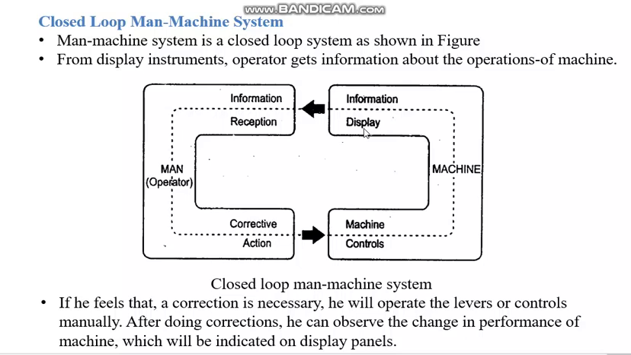and that information is displayed through some kind of display boards, or some display panels. Thereby man receives the information, information reception he does, and then he will see whether any corrective action is necessary. Okay, it is more like feedback.